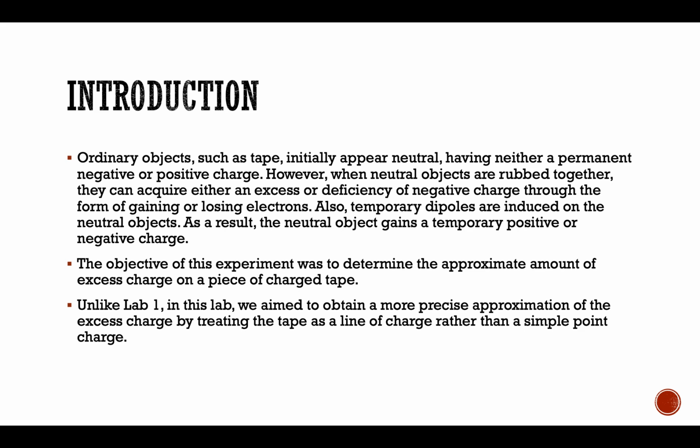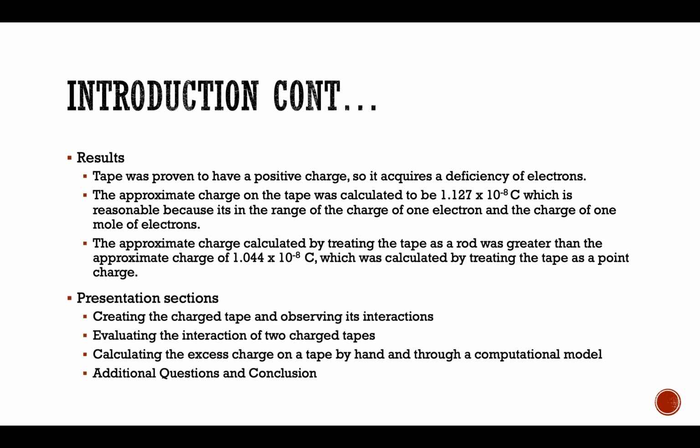Unlike Lab 1, in this lab we aimed to obtain a more precise approximation of the excess charge by treating the tape as a line of charge rather than a point charge. In the experiment, the charge on the tape was calculated to be a positive 1.127 times 10 to the negative 8 coulombs, which was greater than the calculated charge from Lab 1. In this presentation, I will cover how the charged tape was created, its interactions with other objects, how I calculated the excess charge on the tape, and I will conclude with answering the additional questions.